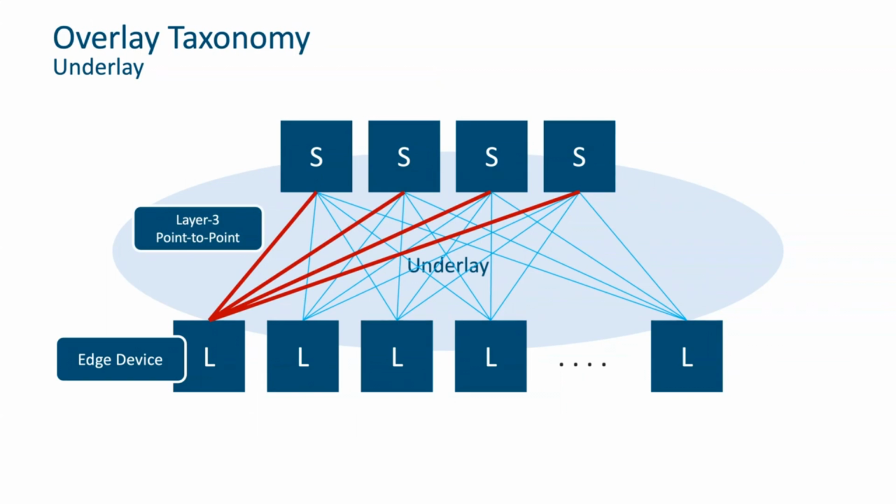Then you have layer 3 point-to-point links between the leaf and spines. We call this the underlay because we have only loopbacks. The customer traffic does not exist in the underlay.